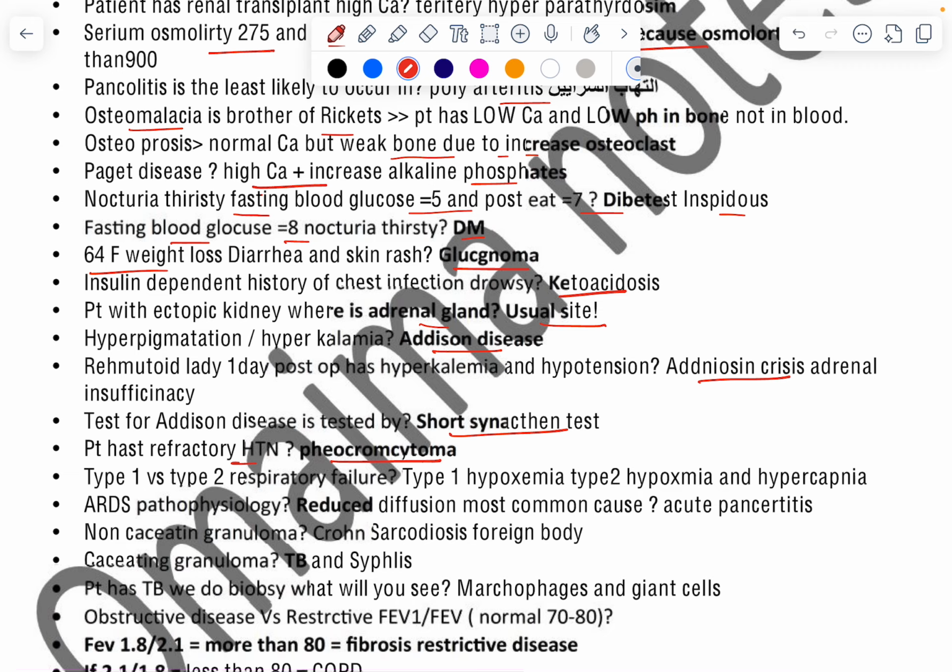Refractory hypertension: pheochromocytoma. Type 1 versus type 2 respiratory failure: type 1 is hypoxemia, type 2 is hypoxemia and hypercapnia. ARDS pathophysiology: reduced diffusion. Common cause: acute pancreatitis. Non-caseating granuloma: sarcoidosis. Caseating: tuberculosis. Patient with tuberculosis, do biopsy: macrophages.